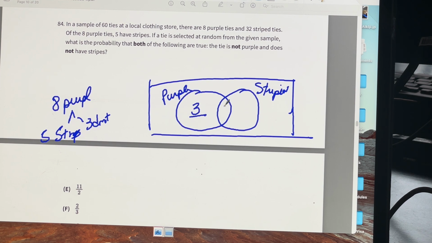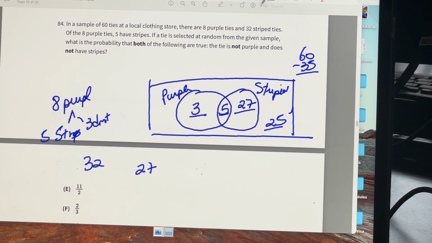And the 5 that are stripes are purple and stripes, go over here. And then we also have 32 stripes. Well, there's another number that goes here. If 32 are stripes, we already have 5 that are stripes, which means this number is 27. We have a total of 60, right? So let me add them up. 27 plus 5 plus 3, 27 and 3 is 30, so it'll be 35. So if I subtract from 60, I'm going to have that 25 are nothing.